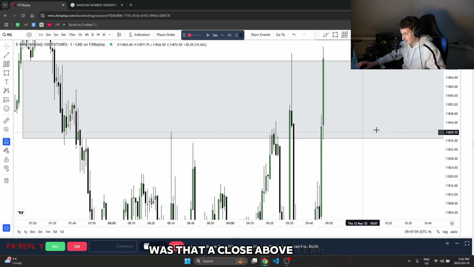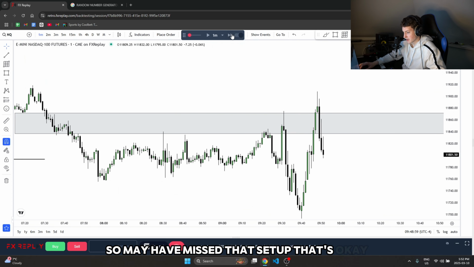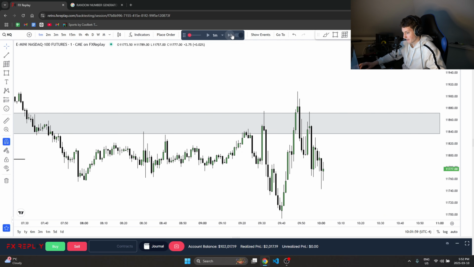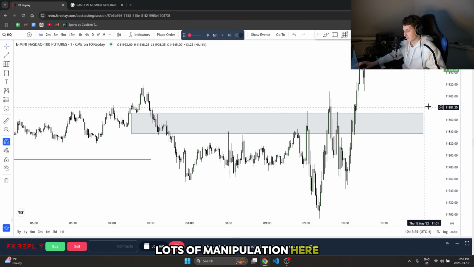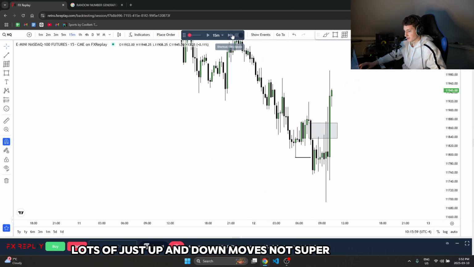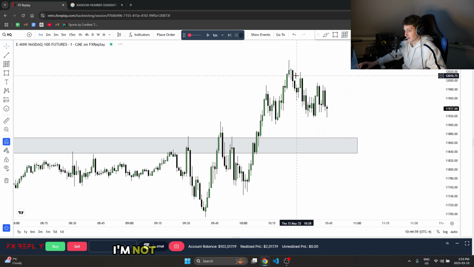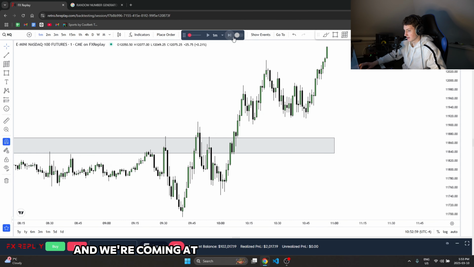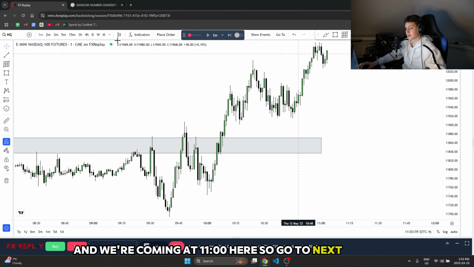Was that a close above? Yeah, so may have missed that setup. That's okay. Lots of manipulation here, lots of just up and down moves, not super interesting. I'm not really interested in trading this, and we're coming on 11 o'clock here, so go to next day open.